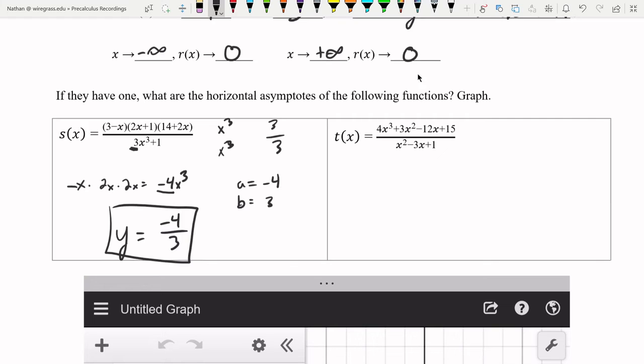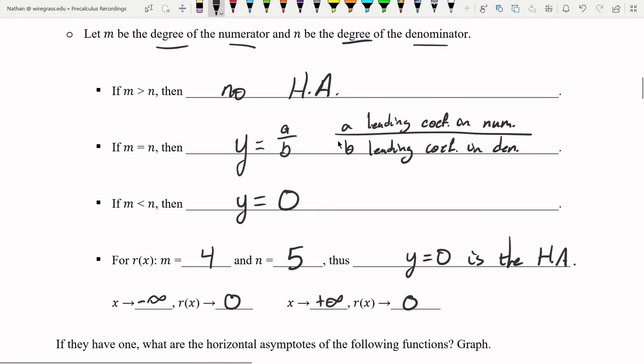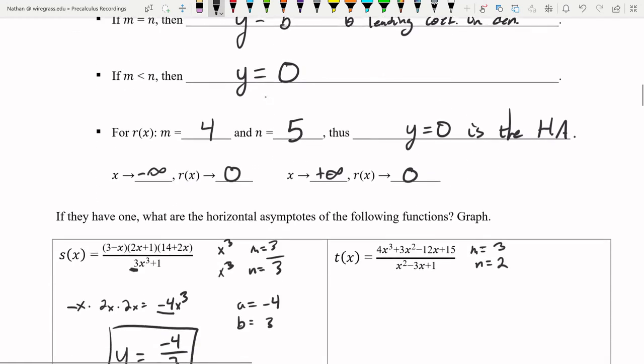For the next one, the degree on top is 3. I could say m equals 3 like I did before, and on bottom n equals 2. Here, m is greater than n. That means it has no horizontal asymptote.